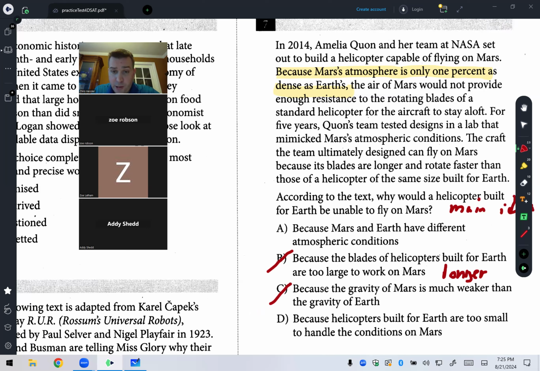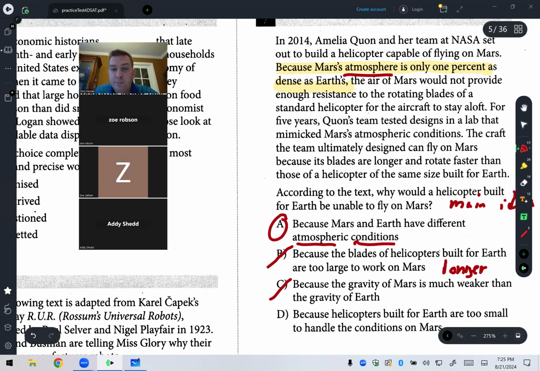All right, let's look at the right answer, which was A. It has to do with the Martian atmosphere. The correct answer, why would a helicopter built on Earth be unable to fly on Mars? Well, it's because Mars and Earth have different atmospheric conditions. Notice that the passage doesn't mention gravity. So don't use your own knowledge here to try to fill in the blanks. We can only go with what the author tells us. And the author says that it's because of A. They have different atmospheres. So the Martian atmosphere is less dense, hence the longer blades that rotate faster. So that was a little science passage.